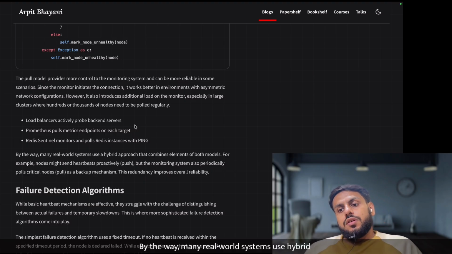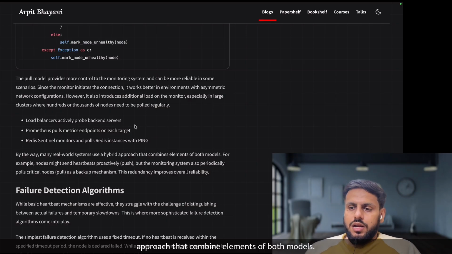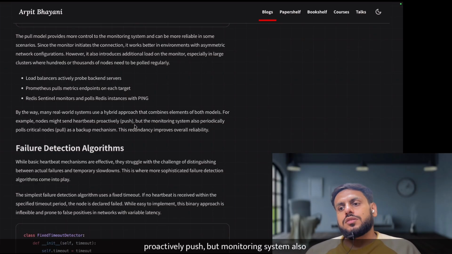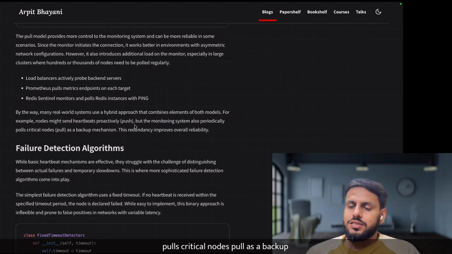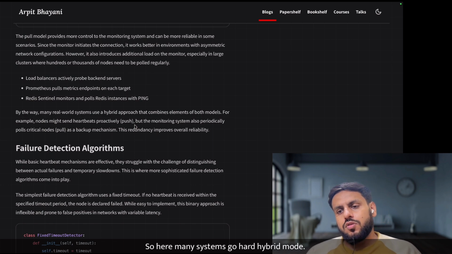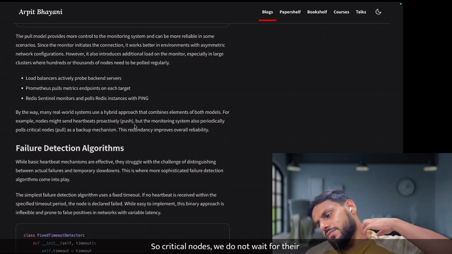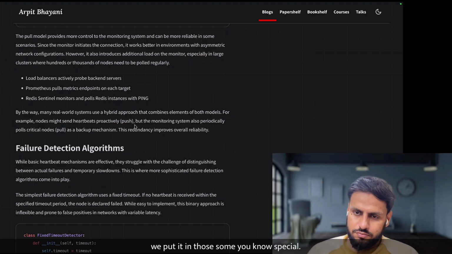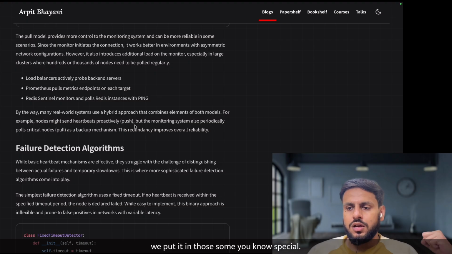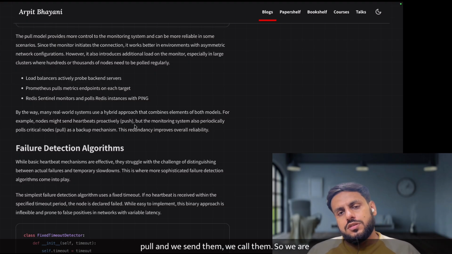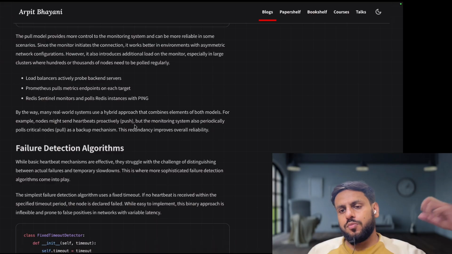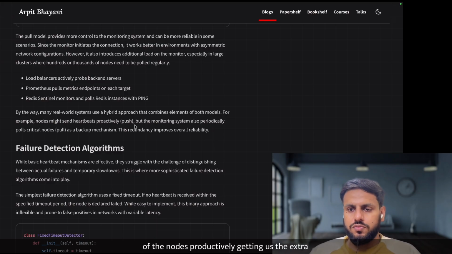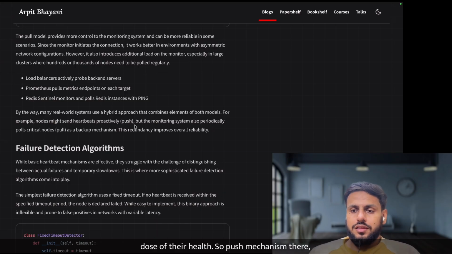By the way, many real-world systems use a hybrid approach that combines elements of both models. For example, nodes might send heartbeats proactively (push), but the monitoring system also periodically polls critical nodes (pull) as a backup mechanism. The redundancy improves overall reliability. So many systems go into hybrid mode. For critical nodes, we do not wait for their heartbeat. We put them in a special pool and we call them, so we are polling, the pull mechanism there. And the rest of the nodes proactively give us the status of their health, so that is the push mechanism.